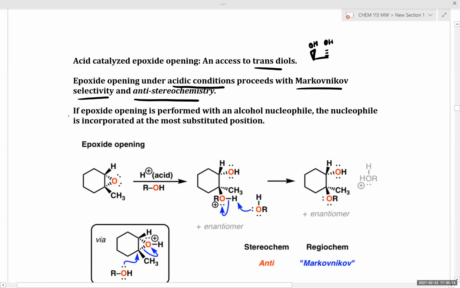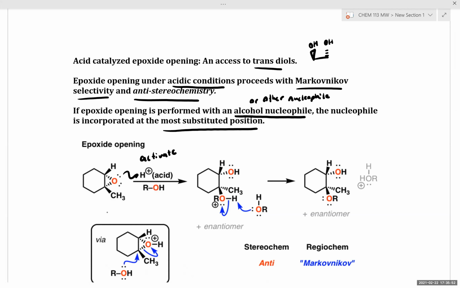Further, if epoxide opening is performed using an alcohol nucleophile or other nucleophile, the nucleophile is incorporated at the most substituted position. So the nucleophile adds to the site that can most readily stabilize a carbocation. In terms of the mechanism, in the first step, we need to activate the epoxide. Under acidic conditions, we are going to protonate our epoxide.